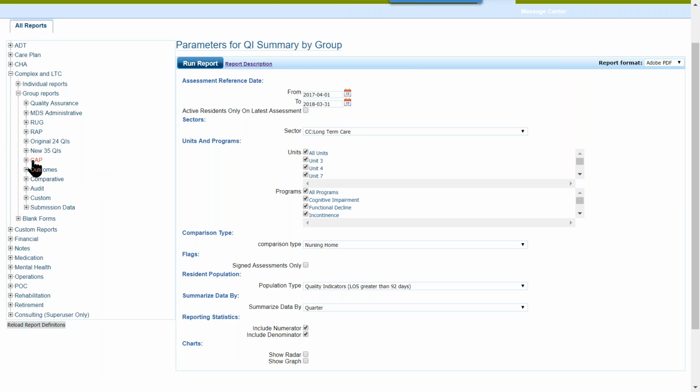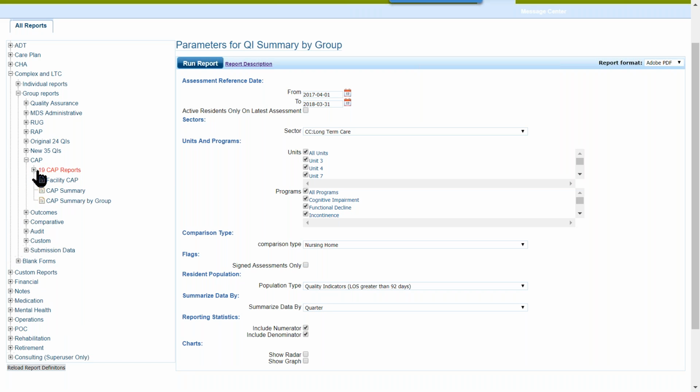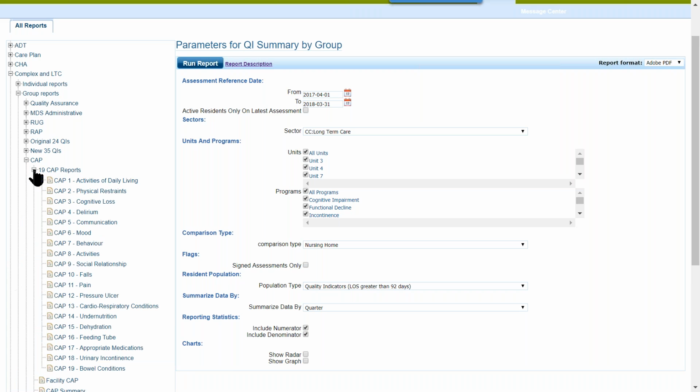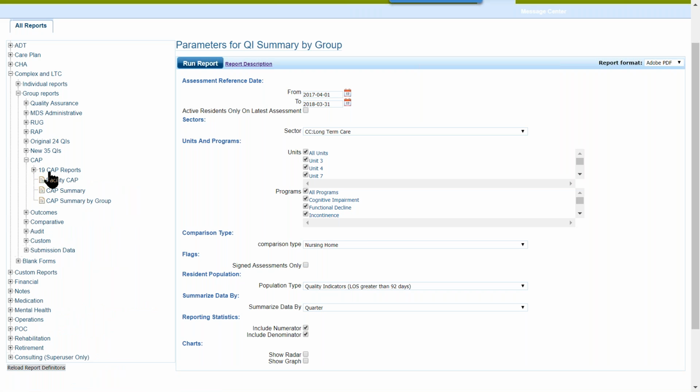I've already mentioned caps and wraps are identical, okay? So whatever you see in the wraps with its 18 different areas, you've got these 19 areas that are in the cap, but they're measuring the same thing. Activities, restraints, cognition, delirium, mood, all of those are the same risk factors, and the reports are run in the same way.